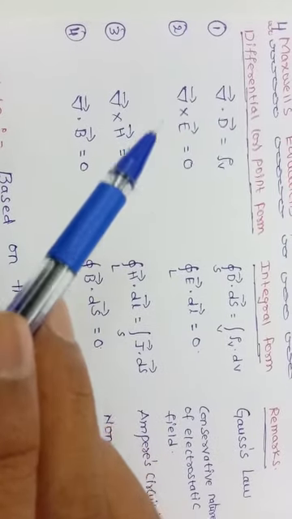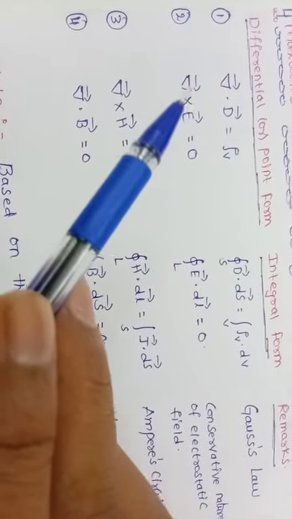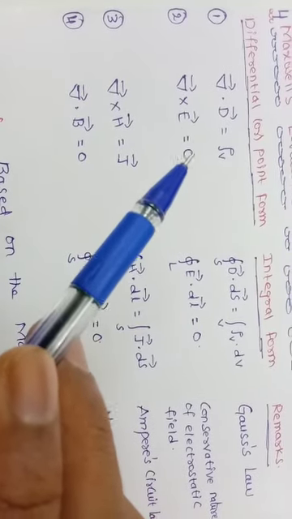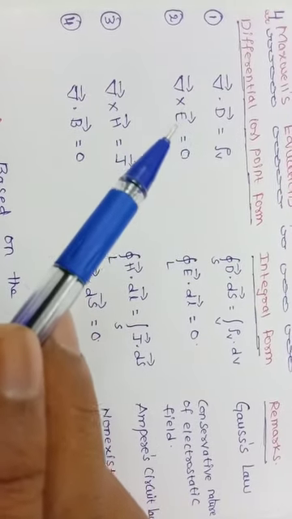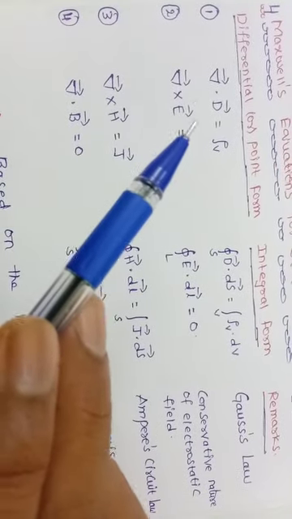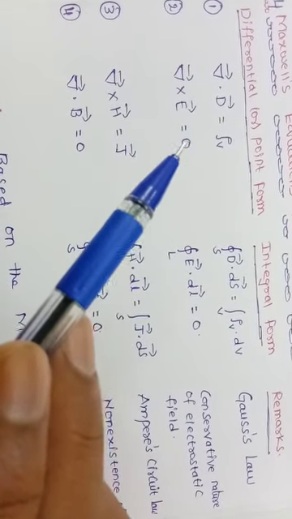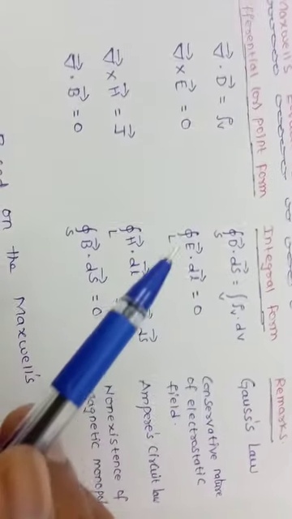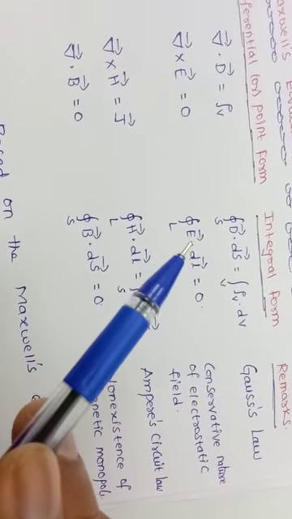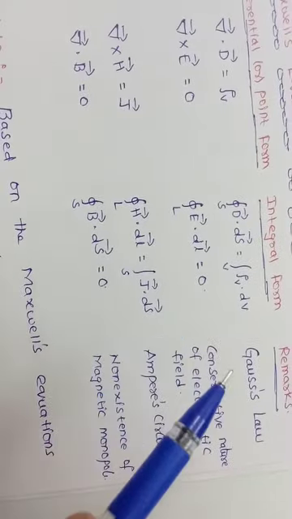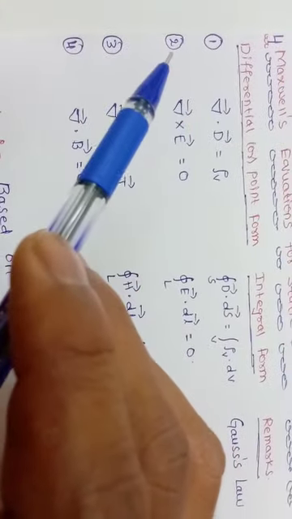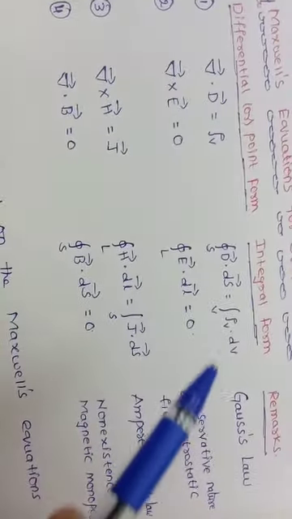Now the second Maxwell's equation in point form: the curl of electric field intensity is equal to 0. That means the electric lines are not going to rotate. Is it clear? They have some divergence like this. Then the closed line integral of electric field intensity is equal to 0. This is derived from the conservative nature of the electrostatic field. If you observe, the first two Maxwell's equations belong to electrostatics.